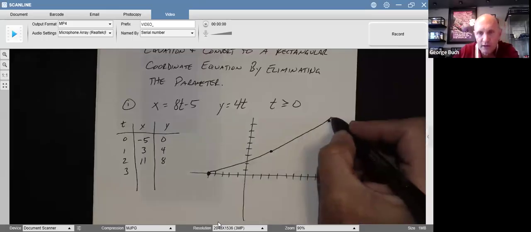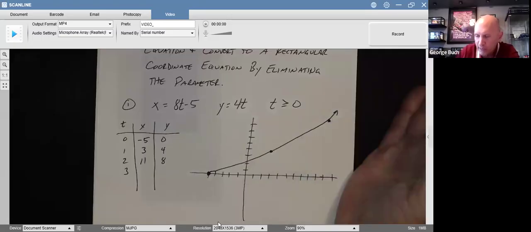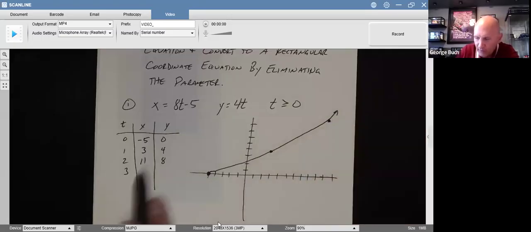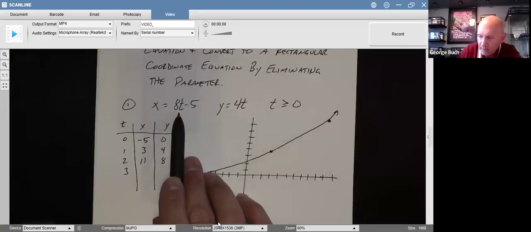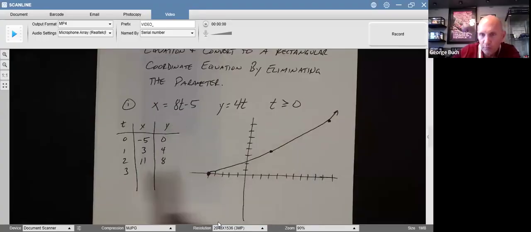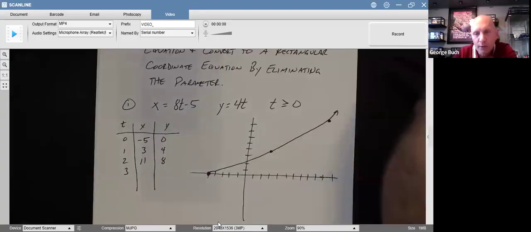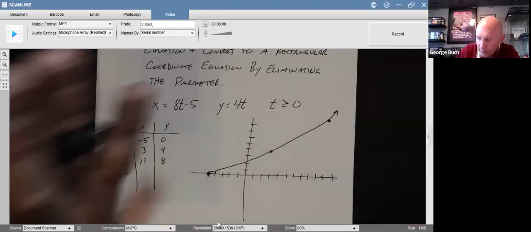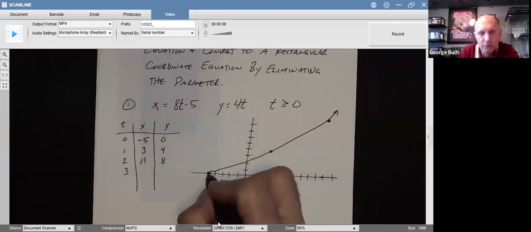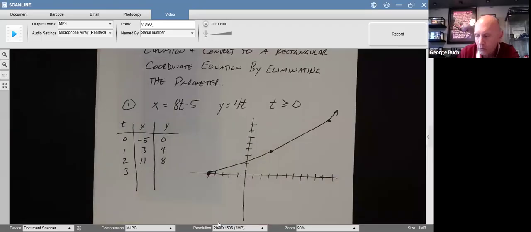And of course, the right side will go on forever, because if I put in 3, I'd get 24 minus 5, 19, and then 12. So somewhere way up here. The right side will keep going forever, but the left side, that's where it starts, and that's as far left as it goes. So that's the curve I get.